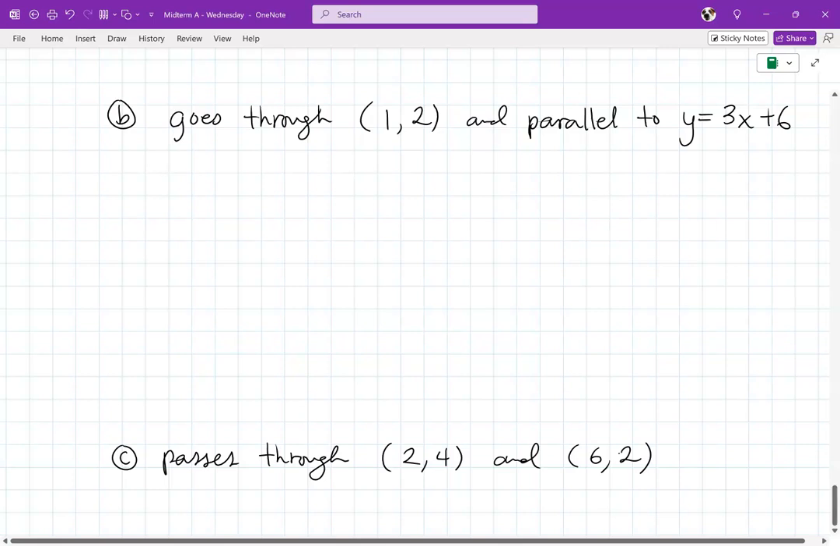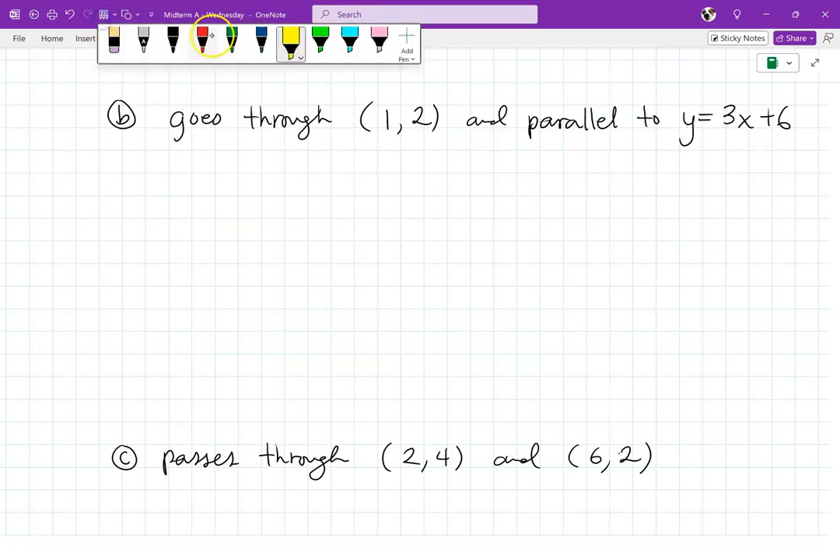All right. So we start to go a little bit more difficult, right? They say, okay, write an equation of a line that goes through (1, 2) and is parallel to y equals 3x plus 6. Now, if they say that my new line has to be parallel, what does it have to have? Same slope. That's the key here, right? Because I know that m has to be 3.